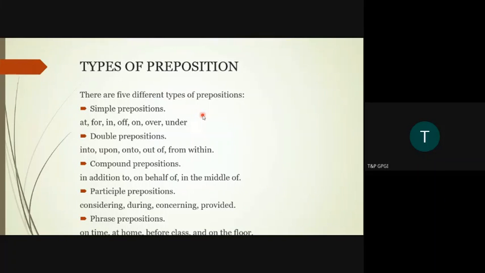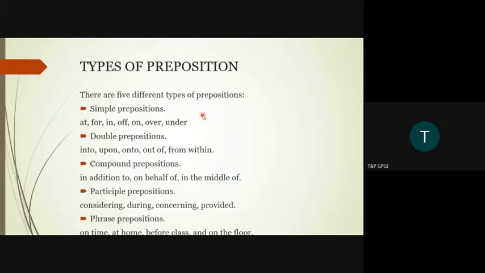Similarly, a compound preposition covers three or more words. So for example, in addition to, on behalf of: I attended the meeting on behalf of my senior. Okay, that's an example of a compound preposition. Or in the middle of, like: she was lost in the middle of the night. Okay, so this is an example of a compound preposition.